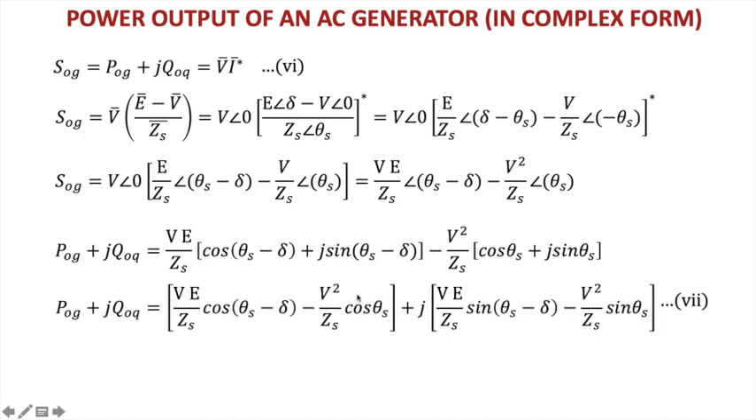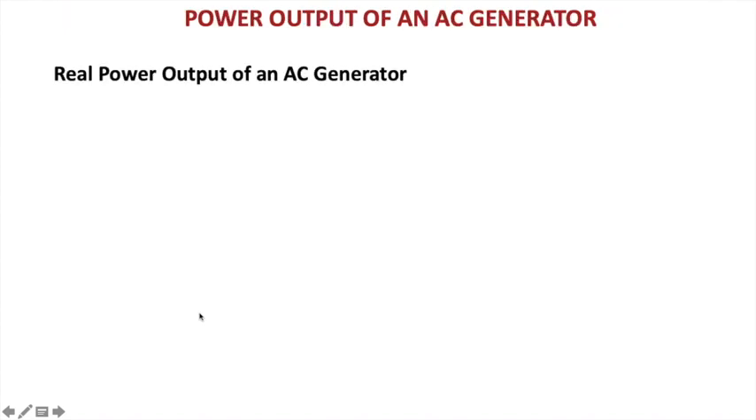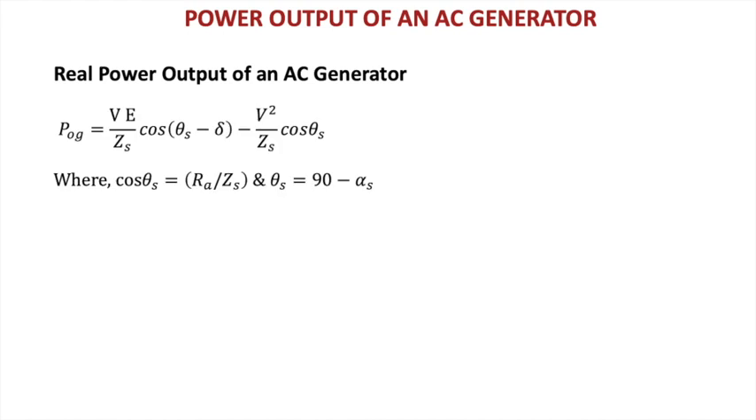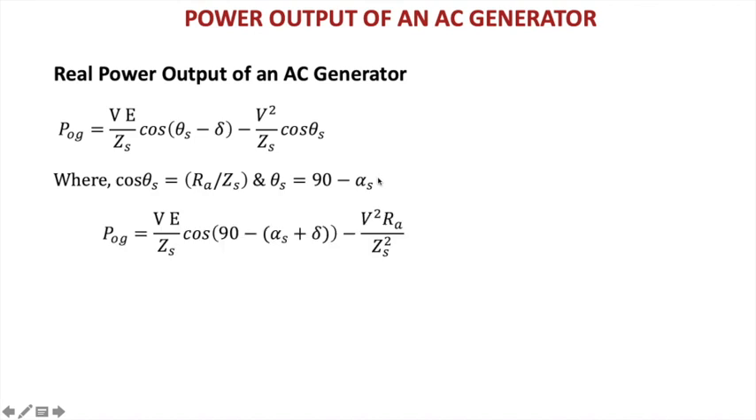When you segregate the real part and the imaginary part, this is the equation we get for the real and the imaginary part. The real part is the real output power, and the imaginary part is the reactive power output. For the real power output, the real power output of the AC generator is given as VE by ZS cos(theta S minus delta) minus V squared by ZS cos theta S, where cos theta S is given by RA by ZS, and theta S is equal to 90 minus alpha S.